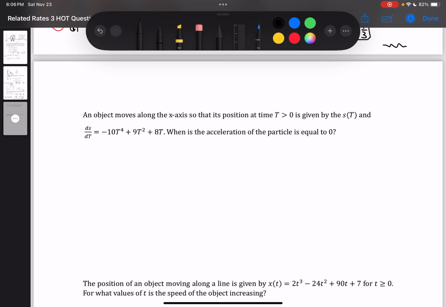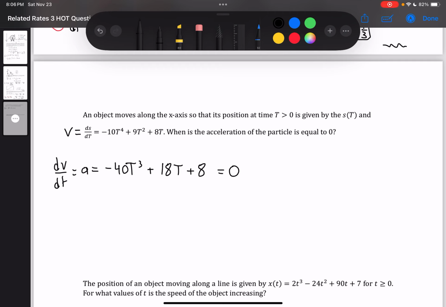So we know that the derivative of a position is velocity, and the derivative of a velocity is acceleration. So if we're going to say that this is going to be our v, we basically want to find the derivative of v. So dv over dt, which is basically my acceleration, is going to be minus 40t to the power of 3 plus 18t plus 8. And they want me to find when this acceleration is equal to 0.